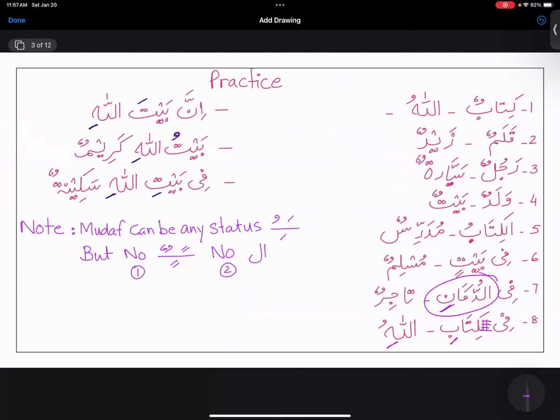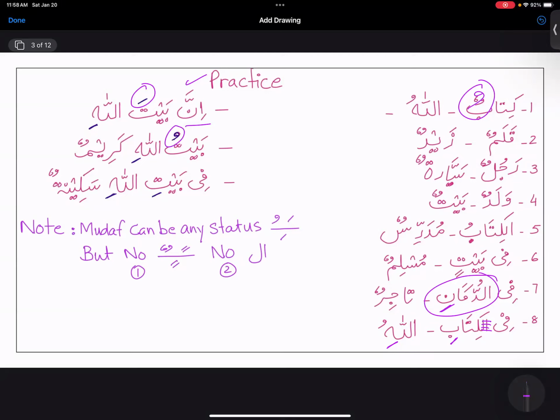Now you see that our mudaf can be in any status. Over here it was jar. Over here we say kitabullahi, so our mudaf is rafa. Now look at another example: inna baitallahi. This is baita because of inna, which makes it nasab. But it is not baitan, because it is mudaf. We need to make it mudaf, so we keep it baita: inna baitallahi, indeed the house of Allah.